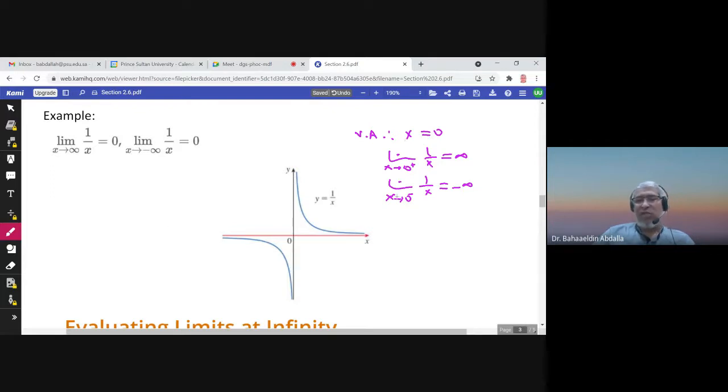So this is infinite limits. For limits at infinity, if you find the limit when x approaches infinity, you notice that 1 over x approaches 0. And when x approaches negative infinity, the function also approaches 0. So there is a horizontal asymptote of this function, the horizontal line y equals 0, or the x-axis.